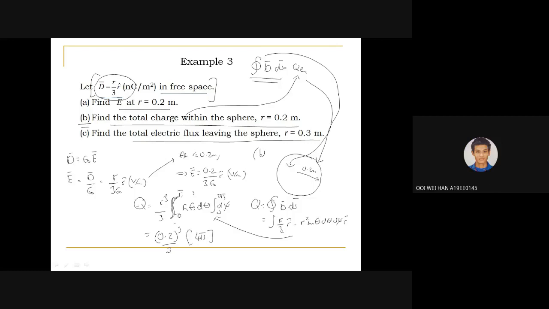Doctor, the unit nano given in the question will not affect the calculation, right? The unit of nanocoulomb. Based on this, your charge will be in nanocoulomb, because we know that the vector D should be in nanocoulomb per meter squared, and this dS is in meter squared. So we multiply the two, and the answer will be in nanocoulomb. So that should be the charge amount in nanocoulomb.